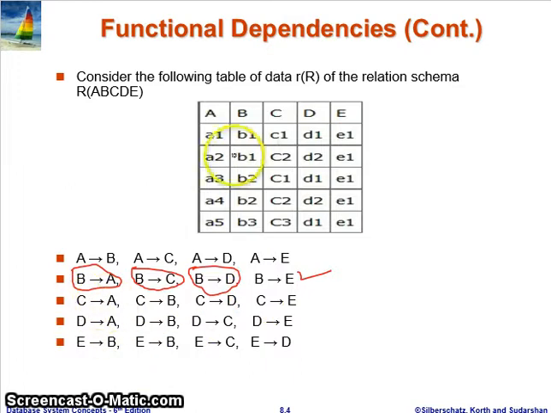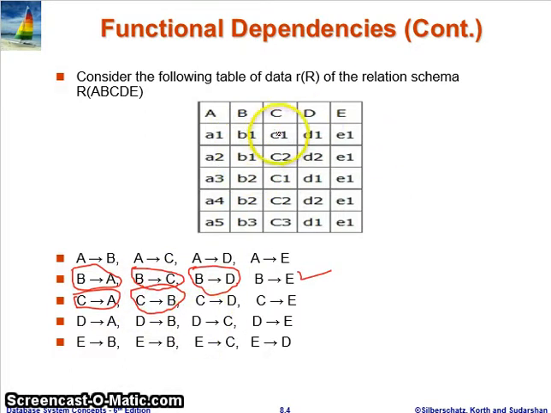Check for C to A. For C there is a C1, and there is another C1, yes, two C1. For the first C1 there is A1 and for the second C1 there is A3, so A1 and A3 are not the same, so we can say this is not a right FD, it does not hold in this relation. C to A is not holding. Check for C to B. For C1 and another C1, B1 and B2 are not the same, so it is not holding in this relation.